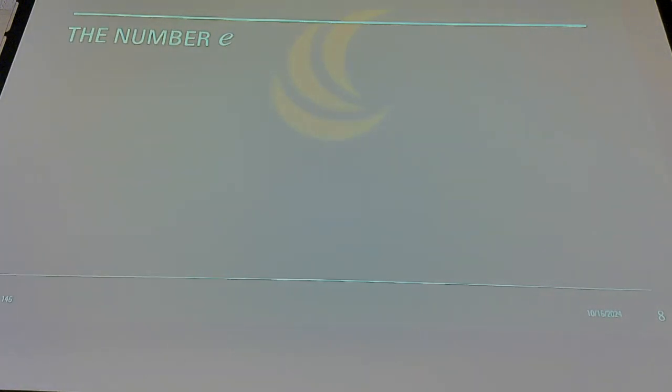However, believe it or not, 10 is not the most common base used in math. There is another base that occurs way more often in mathematics and applied mathematics. We call that the natural base. It is base E. We call E the natural number. There's another name for it.